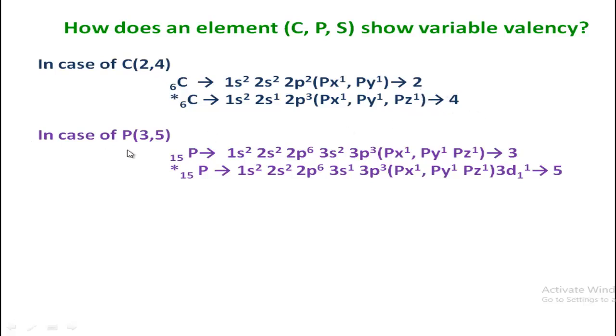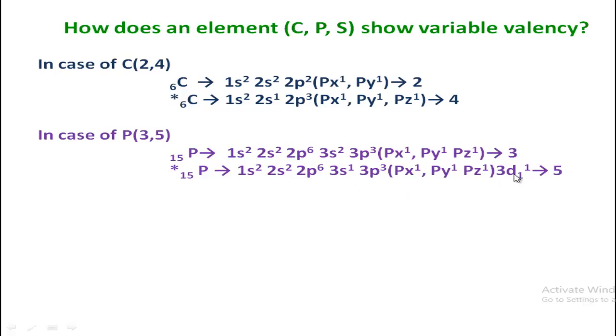Another example is phosphorus, 3 and 5. This is the electronic configuration of phosphorus: 3s² 3p³. According to Hund's rule, the number of unpaired electrons is 3, so the main valency of phosphorus is 3. But in the excited state, one electron from the 3s orbital enters into the 3d orbital.